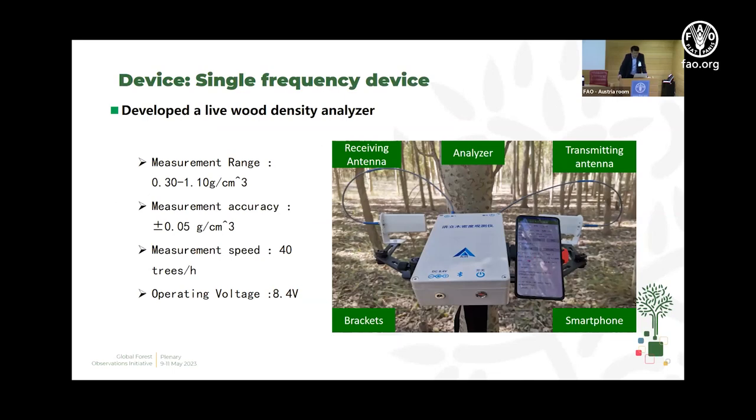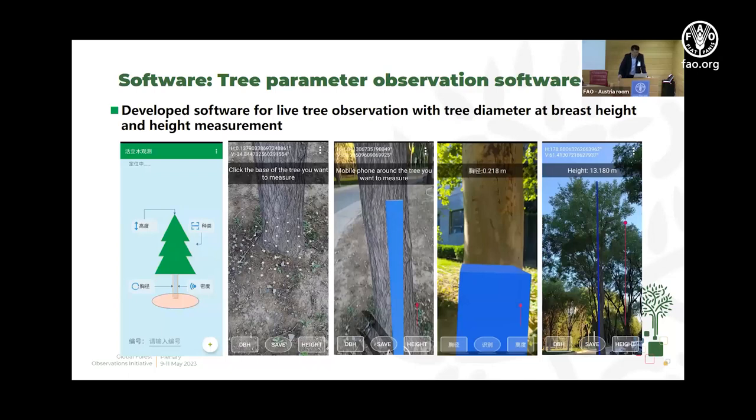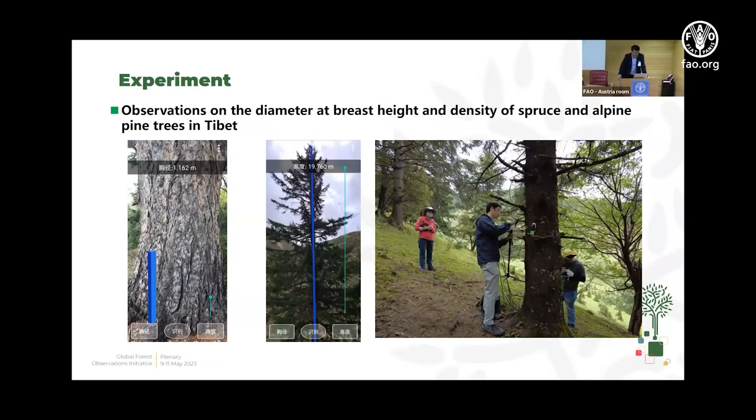Actually, this project has been started for half a year. We have gotten several primary improvements. So first, we developed a live wood density analyzer with the tree parameter observation software. With the equipment and software, we have carried out several observation experiments in the whole China. For example, in Tibet, we have used our equipment and software to measure the DBH, height and biomass density of the spruce and the pine trees.